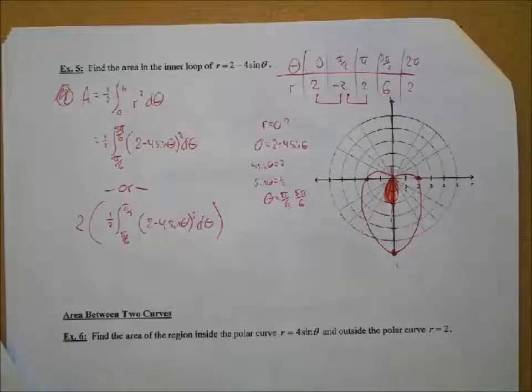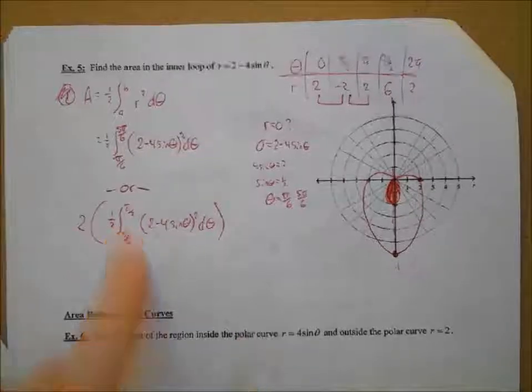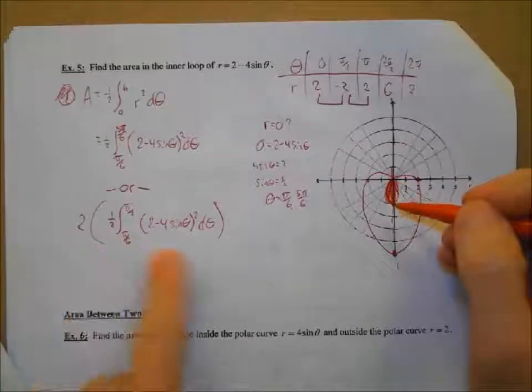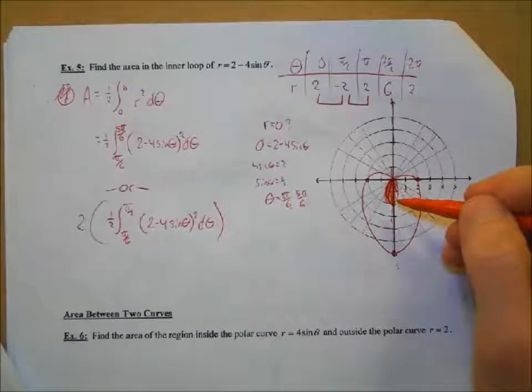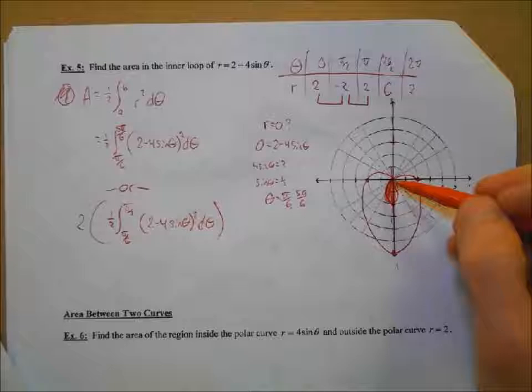So yeah, Gabe. How did you get pi over 2 again? How do you get the pi over 2? Yeah. So because what I was shooting for here was to use symmetry. So that means I only want to come up with half of the area. Yeah. So it starts at pi over 6 right here, right?